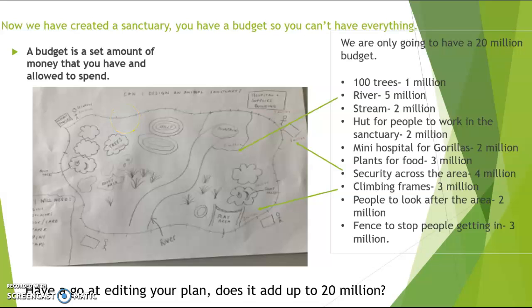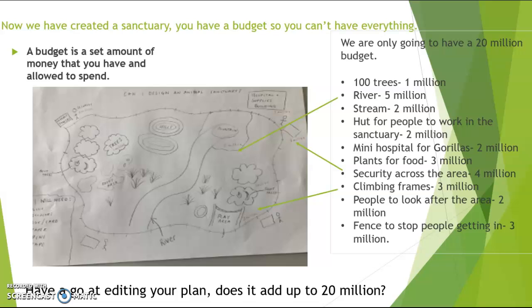So now that you have created or planned your own sanctuary, we need to think about the fact that if you are building the sanctuary, there isn't an unlimited amount of money. You know, there is a budget. So remember, a budget was one of the words we were looking at in our success criteria. And the definition of a budget is a set amount of money that you have and are allowed to spend.